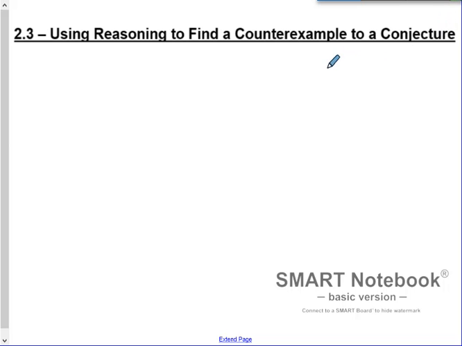Hello all, and here are our 2.3 notes for using reasoning to find a counterexample to a conjecture. So we've already talked about what conjectures are. We mentioned counterexamples yesterday. So when we're using inductive reasoning to show that a conjecture is true, you have to show that it's true for all cases.